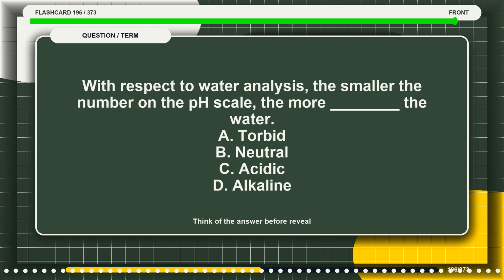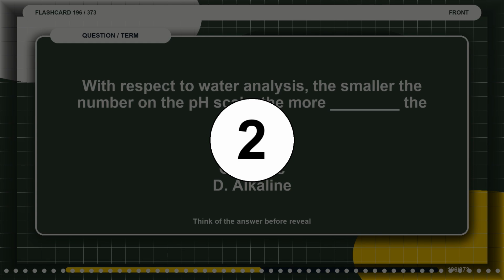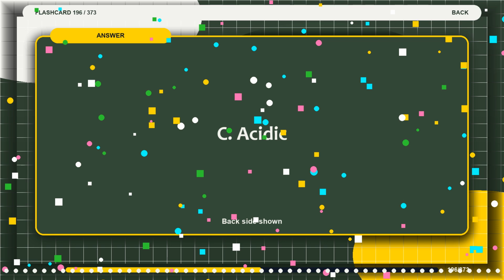Flashcard 196. With respect to water analysis, the smaller the number on the pH scale, the more blank the water. A. Turbid. B. Neutral. C. Acidic. D. Alkaline. Think of the answer before the reveal. The answer is C. Acidic.